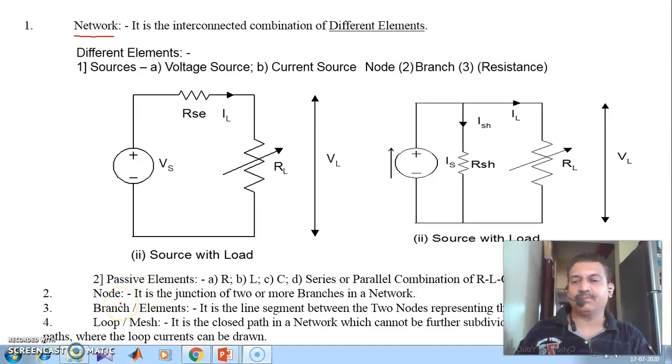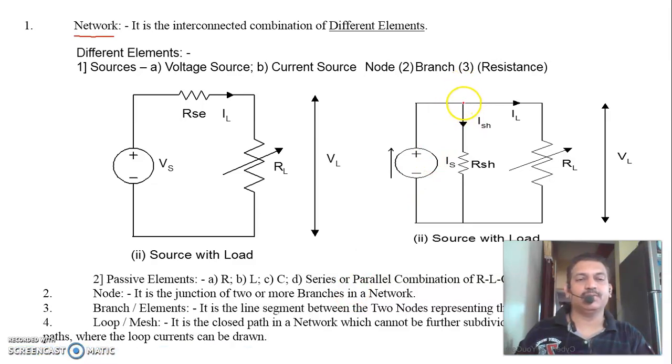Now let us define the second terminology, node. It is the junction of two or more branches in a network. If I just consider this point, this is the point which connects two or more branches in a network. Just check, this is branch 1, branch 2 and branch 3. These three branches are connected with this common point or junction called a node.